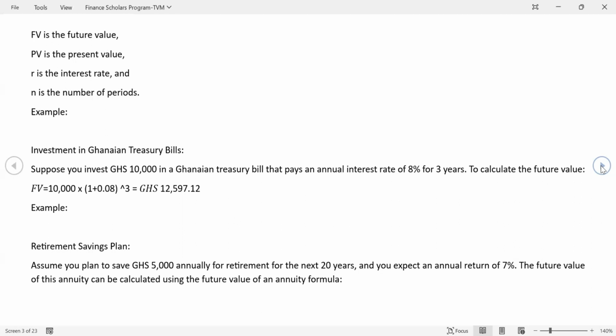Suppose you say, every year I'll invest 5,000 into maybe my pension plan for the next 20 years, and I expect a 7% rate of return. How much would I get? We have the formula for that. The first formula is for when the money is paid together upfront, like 10,000 upfront. But you have another formula for the annuity, for when you are putting 5,000 into the savings account every year. It has a different formula.